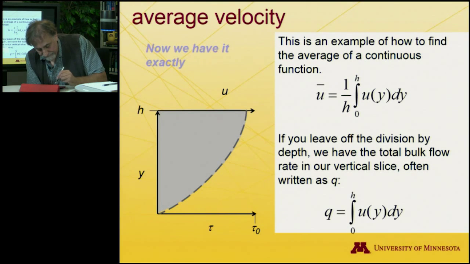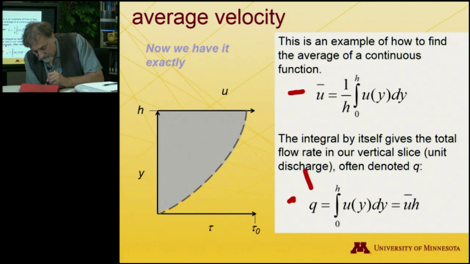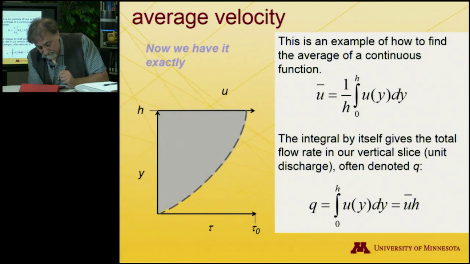Oops, I forgot to mention that if you compare this equation and this equation, it's pretty clear that q is equal to the average velocity times h. And that's a relation that David has also used in the course. And we will use that quite a bit down the line.